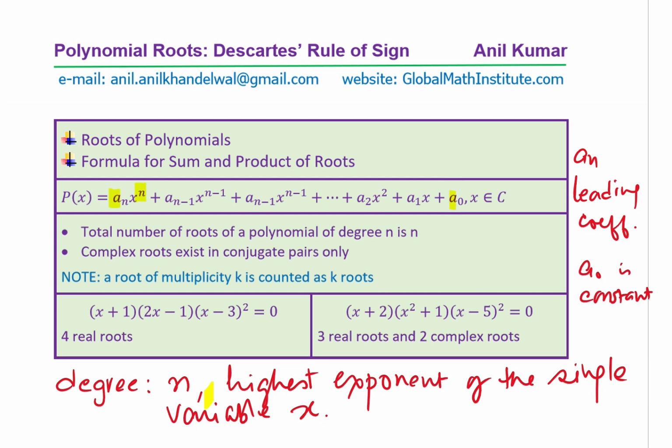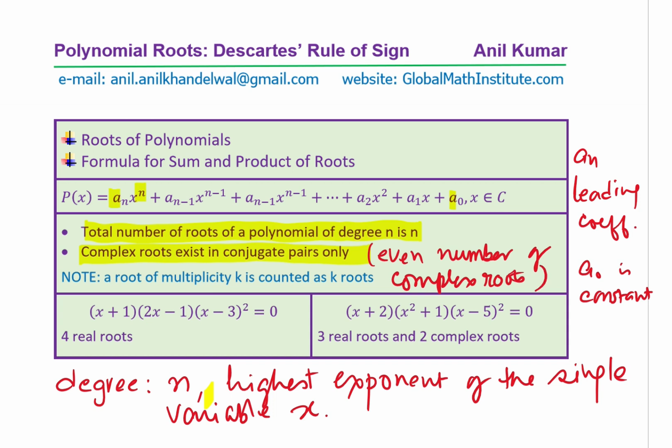Now, here the question is, how many roots will you have for a polynomial of degree n? It is important to understand that the total number of roots of a polynomial of degree n is always n, correct? So the number of roots is constant, which is equal to the degree of the polynomial. And we have also learned that complex roots could exist, and they exist always as conjugate pairs. So an even number of complex roots. Is that clear to you?